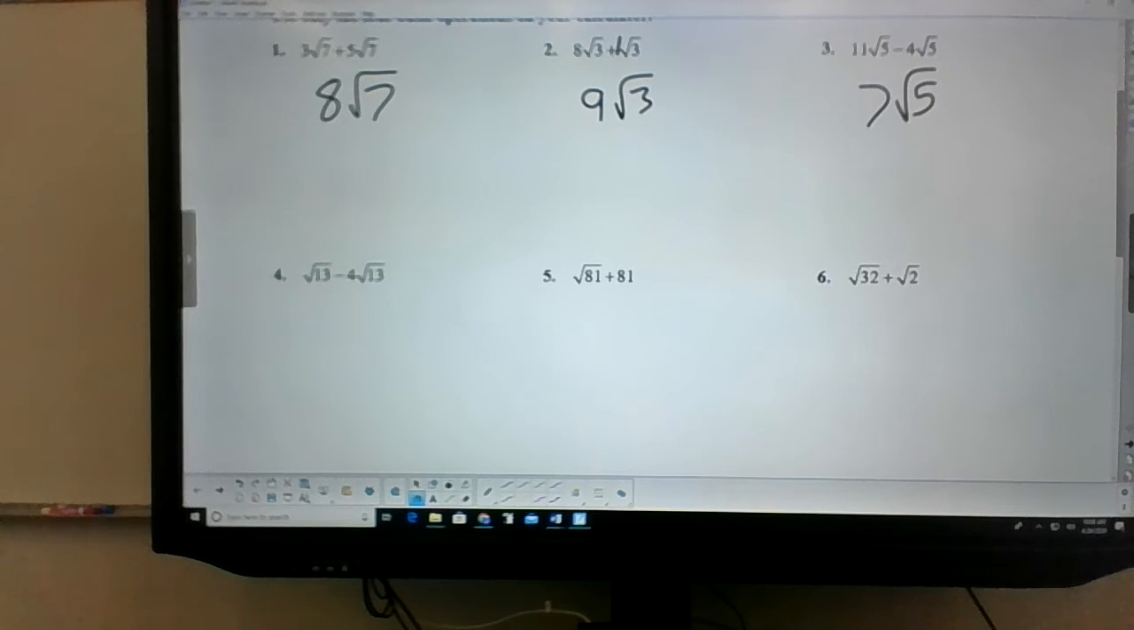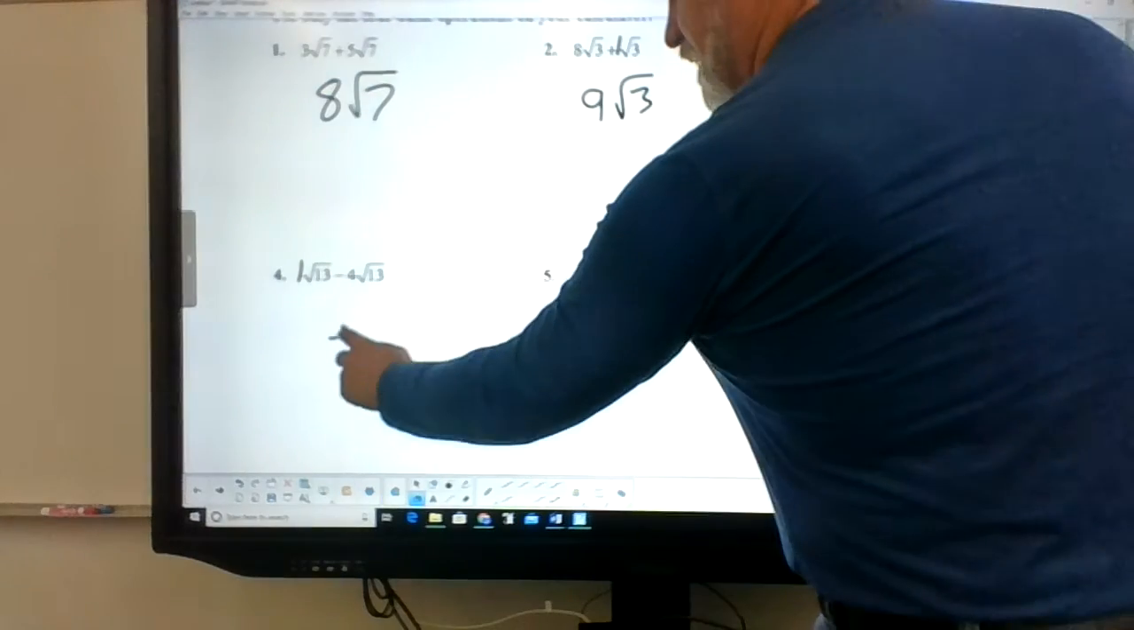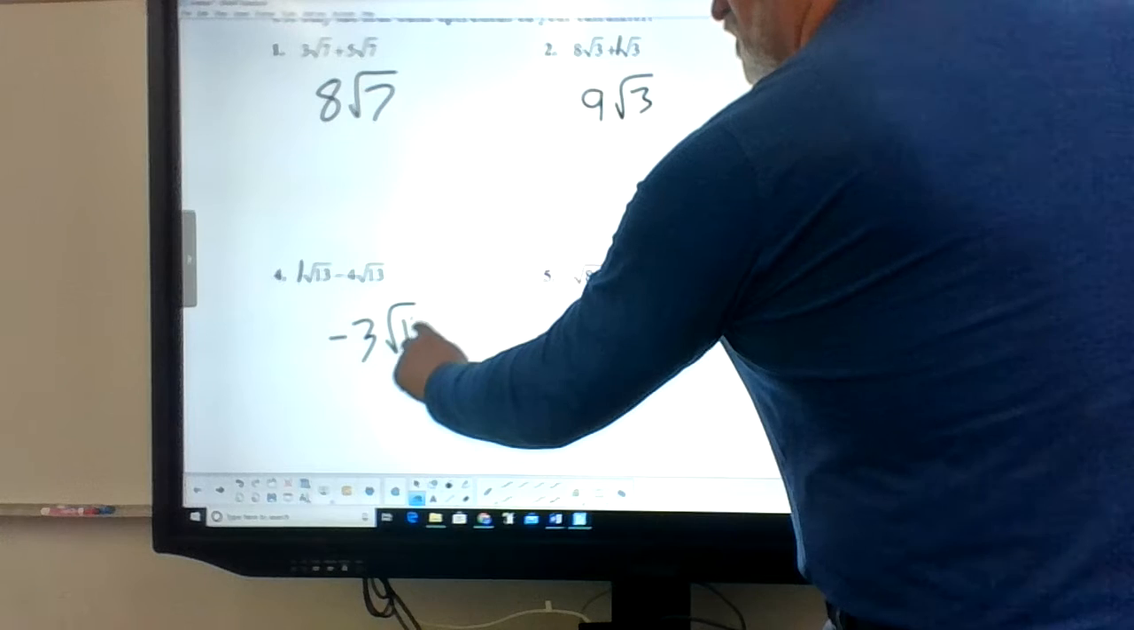Let's take a look down below. So radical 13 minus 4 radical 13. Again, I'm thinking 1 minus 4, which is negative 3 radical 13.